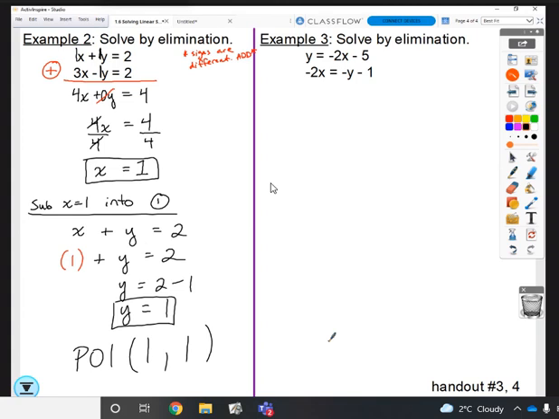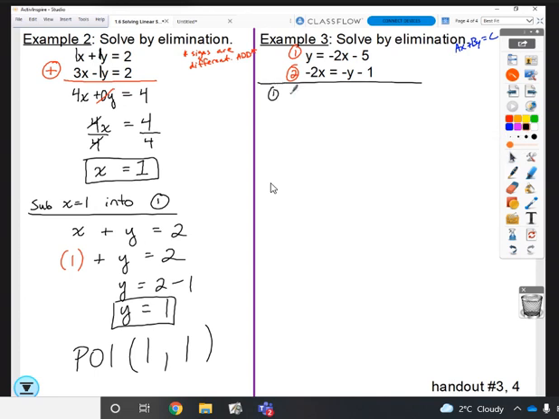Okay, great. Oh, look at this nasty one in example 3. What is wrong with this picture here in example 3? What's wrong, Allie? It's not arranged properly, absolutely. What we want these things to be in is ax plus by equals c form. Right? So what we can do, equation 1, equation 2.